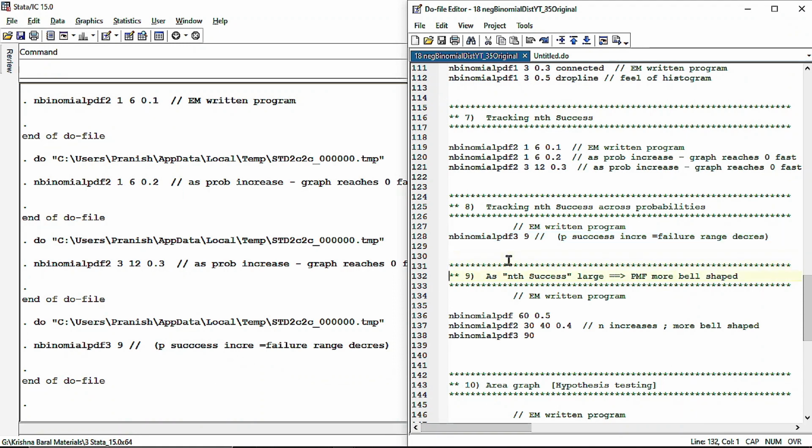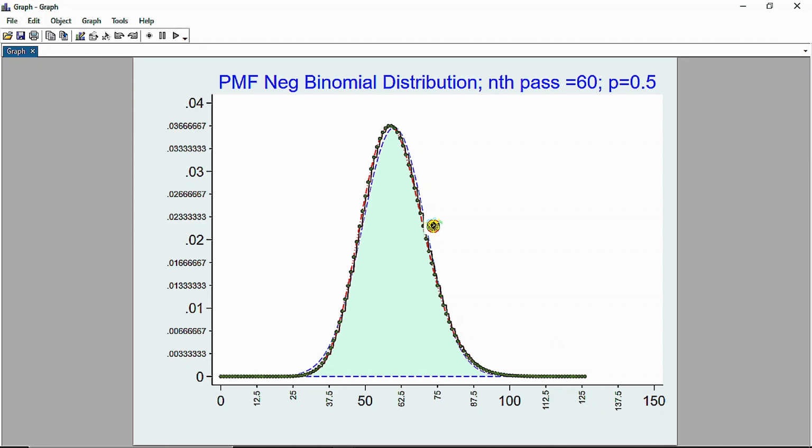And let us see, as the nth success increases, this time we have taken it to be 60 and the probability of success is 50%, we get more of a normal curve or the bell-shaped curve. At the backdrop, we have drawn a normal distribution with the mean and variance equal to the mean and variance of this negative binomial distribution, and they are nearly coinciding. Here our nth success is 60.